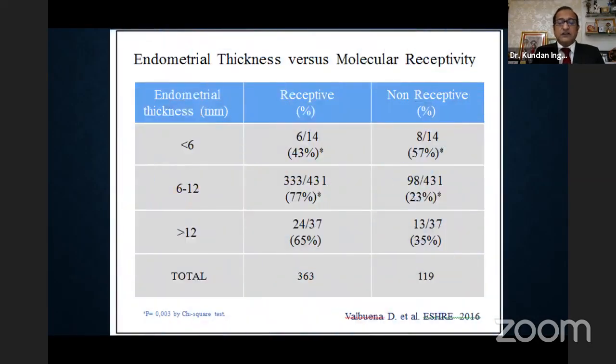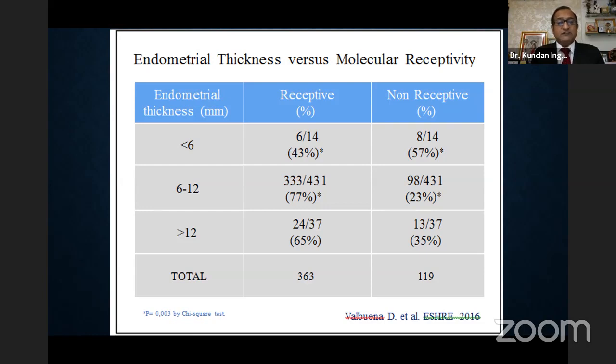As we know, endometrial receptivity is assessed by a variety of parameters, and endometrial thickness is the topmost in the list to look at. This was a 2016 study by Valbuena, which demonstrated that if the endometrial thickness is less than 6 millimeter, we still have almost 43% of patients with a good receptive endometrium. When the endometrial thickness was between 6 to 12 millimeter, receptivity was found in almost 77%, which is the optimal interval of endometrial thickness we are looking at for reproductive outcome.